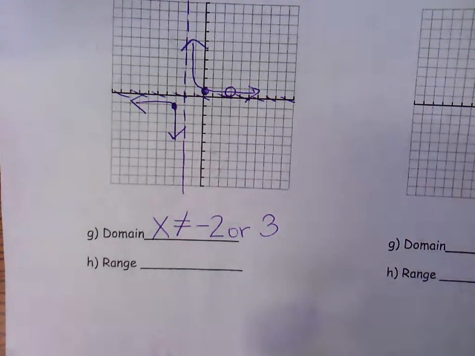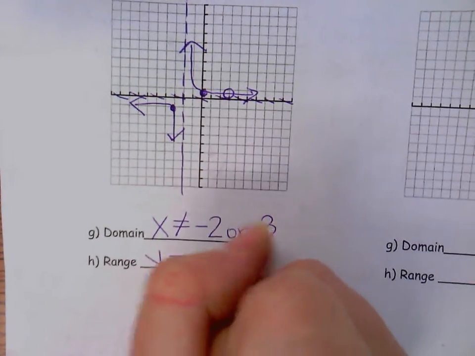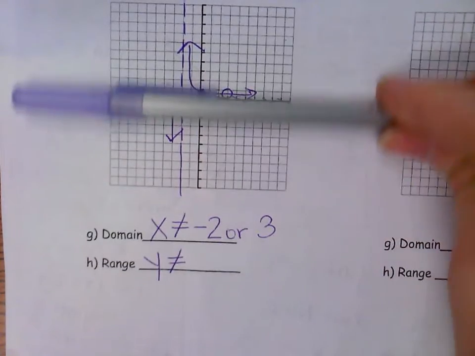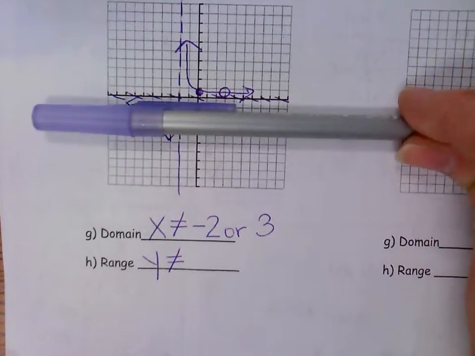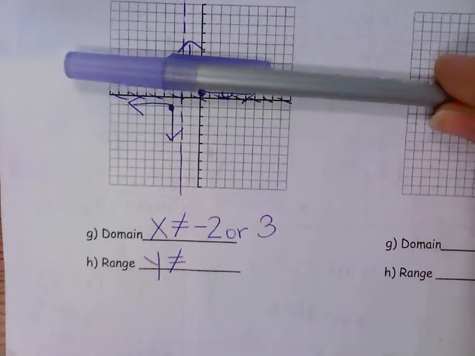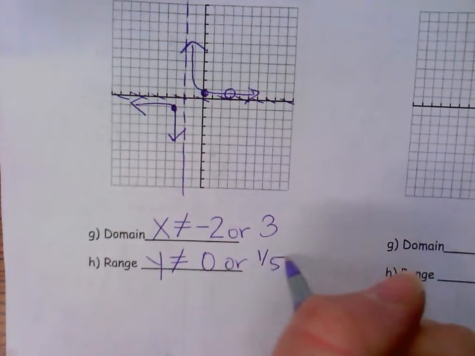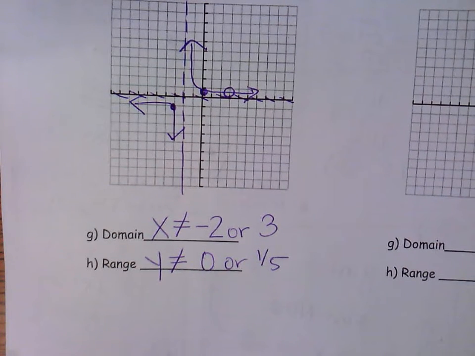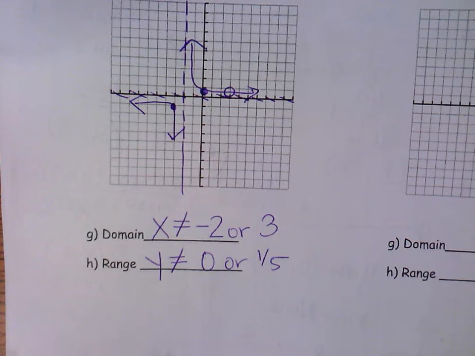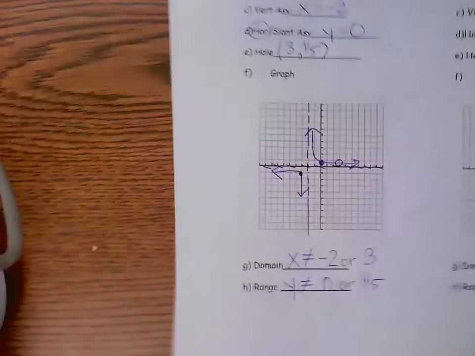My range also gets affected by holes. As I scan from top to bottom, my graph gets interrupted at 0 and also at 1/5. So don't forget a hole when you're stating your domain and range. Asymptotes and holes affect the domain and range. Do you think you could do a problem like that? Tonight on the homework, you'll get some more practice too.